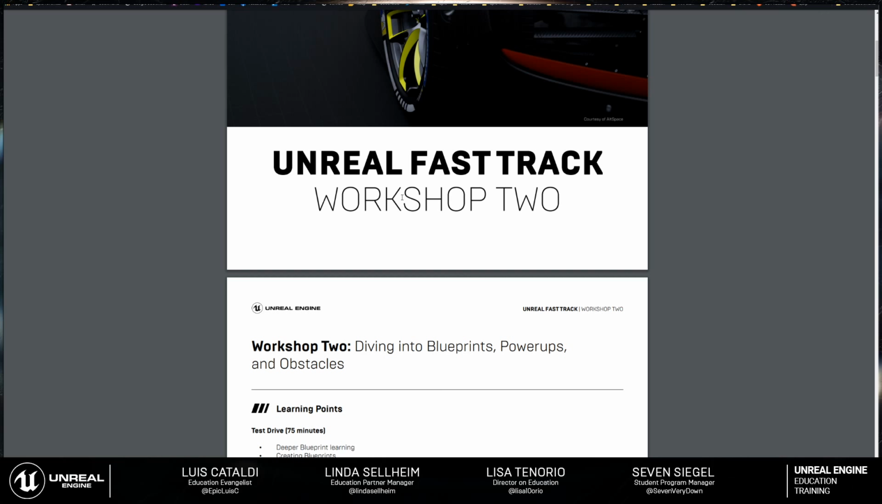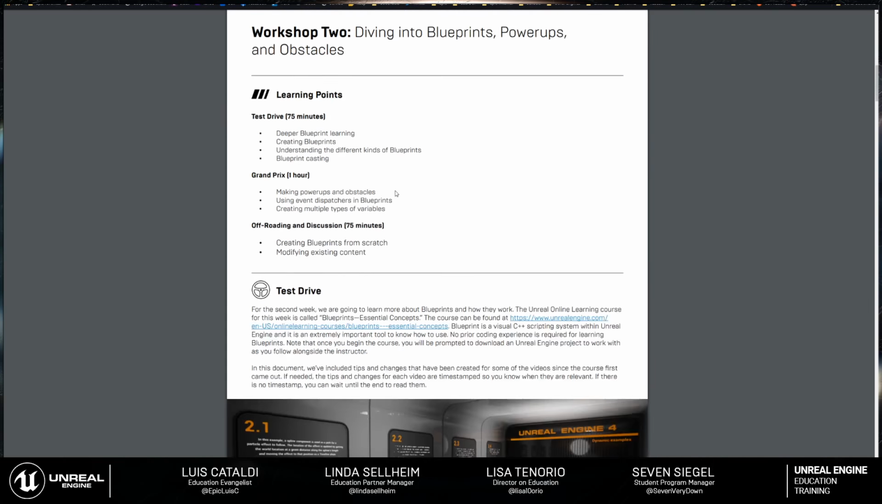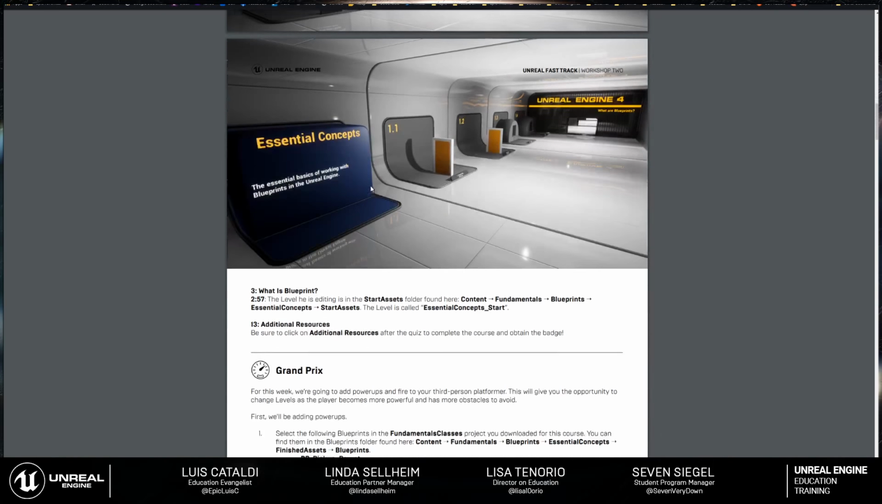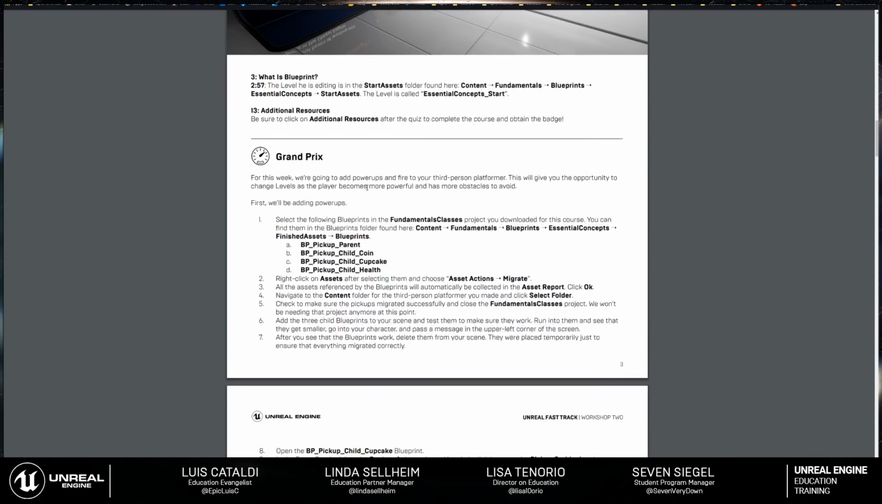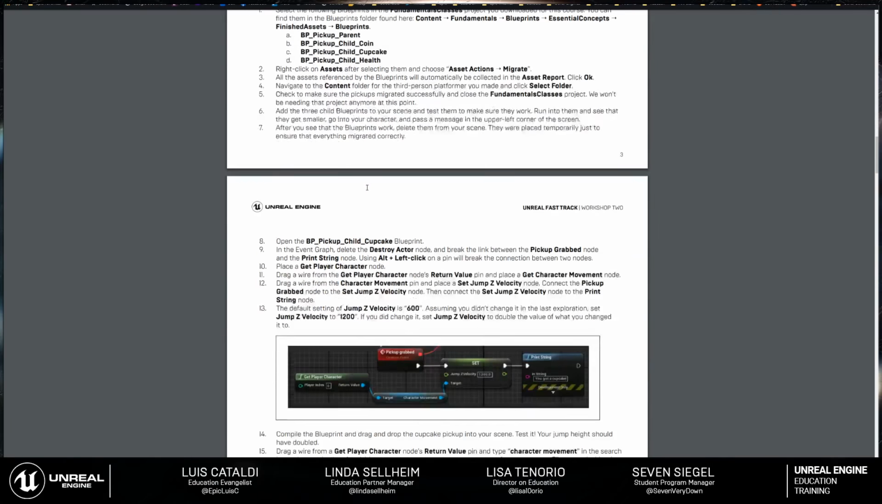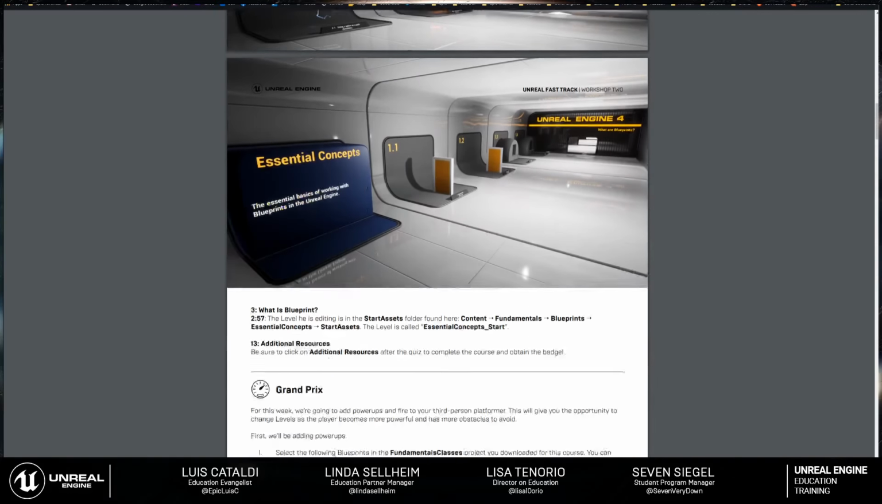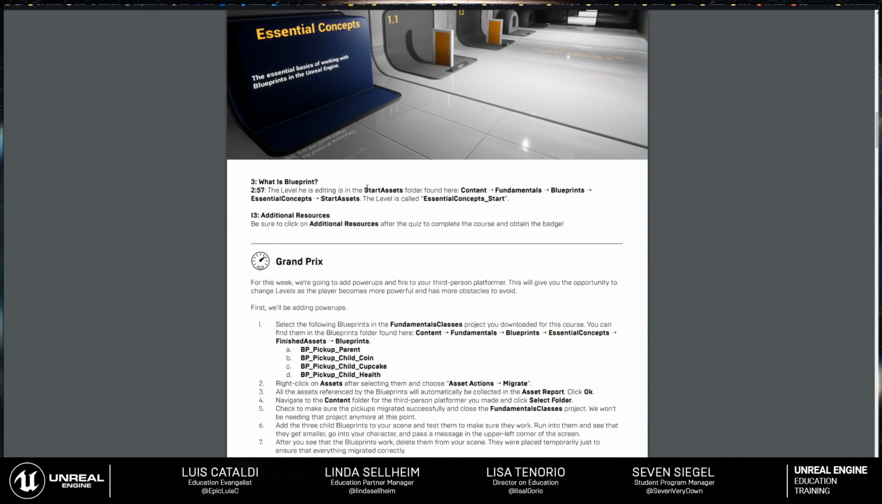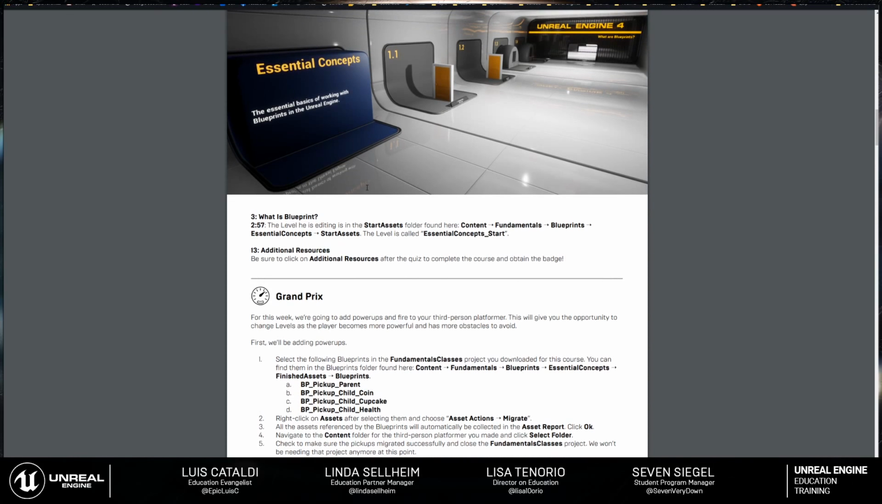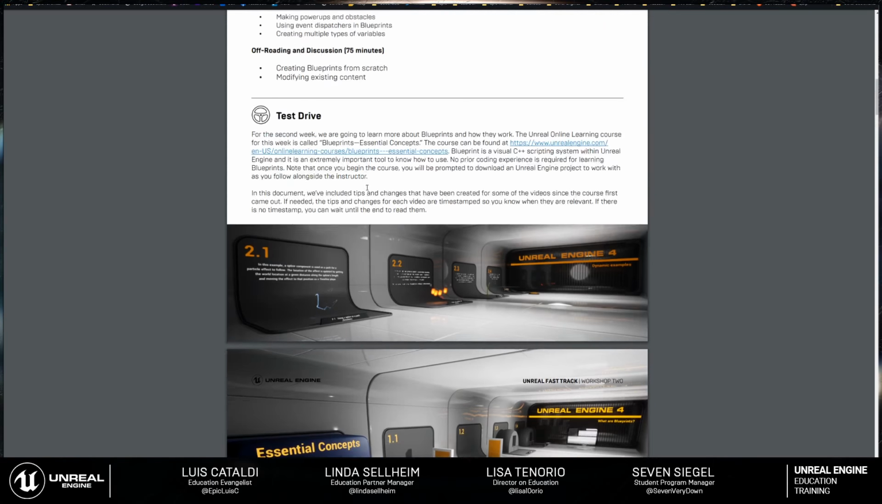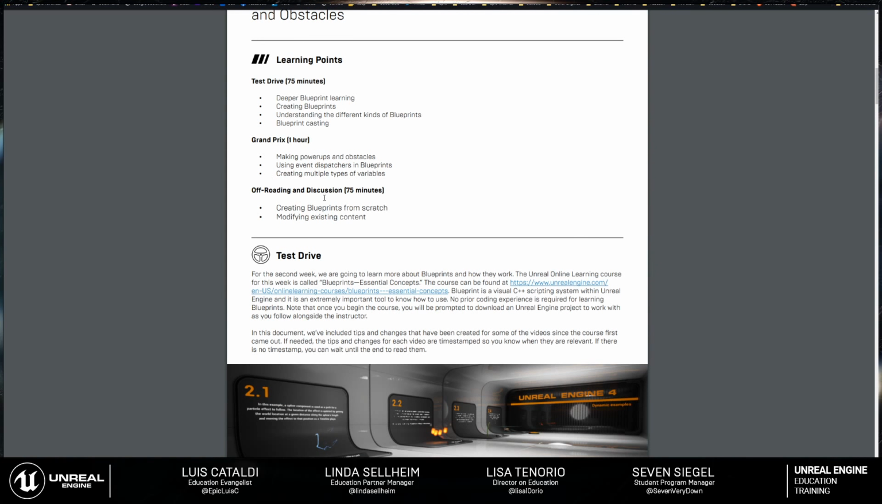So I've got right now the example of workshop number 2 up, so that you can talk a little bit about what this is. Absolutely. As you can see, it's split into 3 different sections for each workshop. The first one is called the test drive, which is where the students do an Unreal Online Learning course. And then the next one is called the Grand Prix, which is extra learning, taking what they've learned and growing step by step.